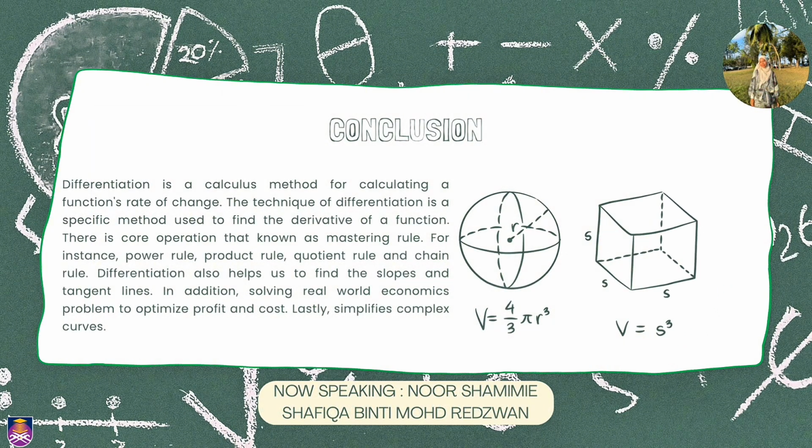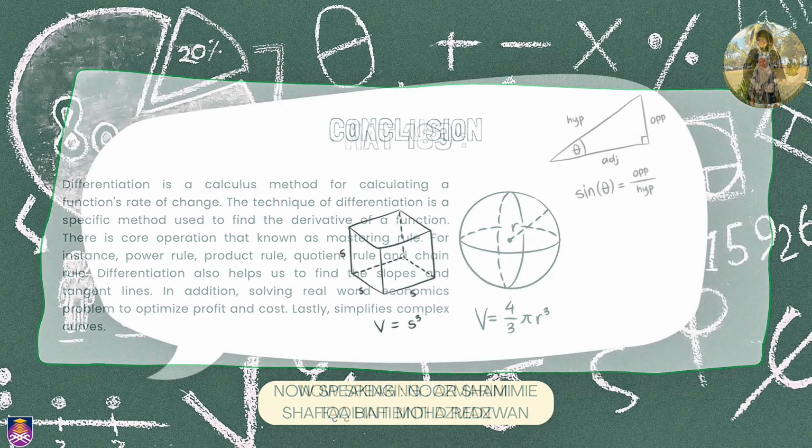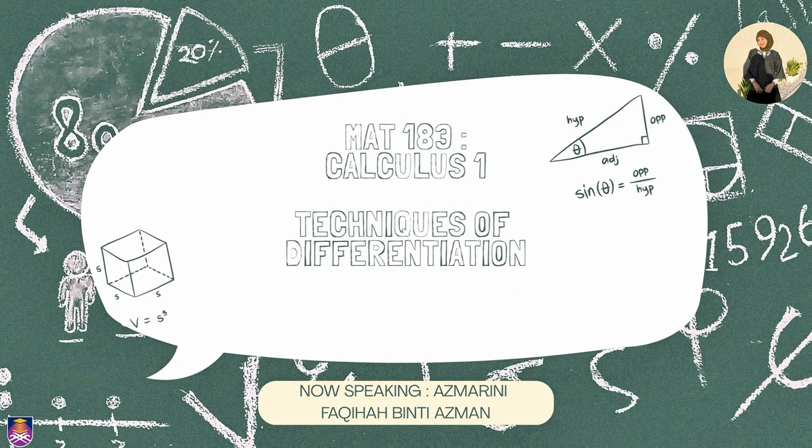Okay, for the conclusion, differentiation is a calculus method for calculating a function's rate of change. The technique of differentiation is a specific method used to find the derivative of a function. There are core operations known as mastery rules, for instance, power rule, product rule, quotient rule, and chain rule. Differentiation also helps us to find slopes and tangent lines. In addition, it solves real-world economic problems to optimize profit and cost. Lastly, it simplifies complex curves. That's all for our presentation on techniques of differentiation in Maths 186 Calculus 1.